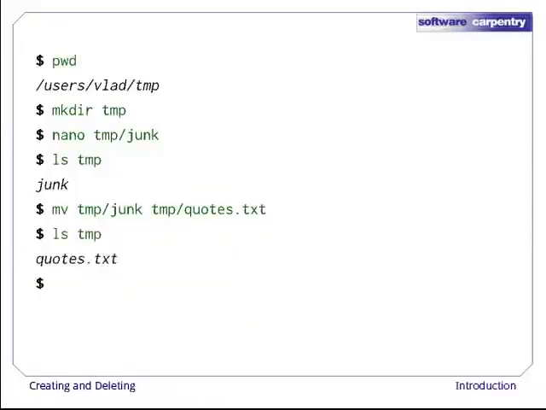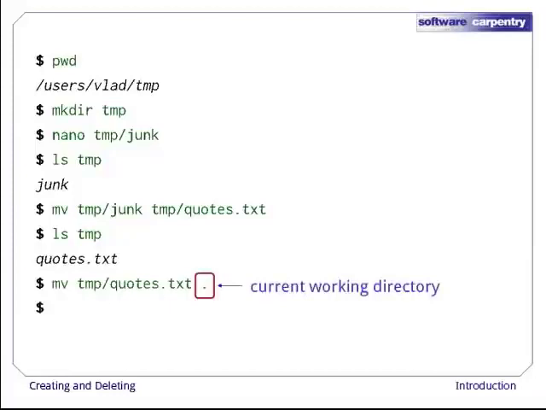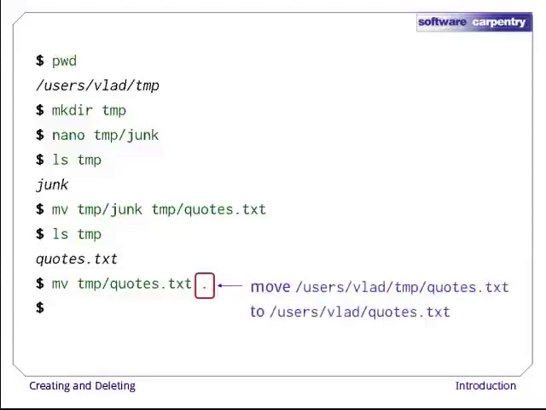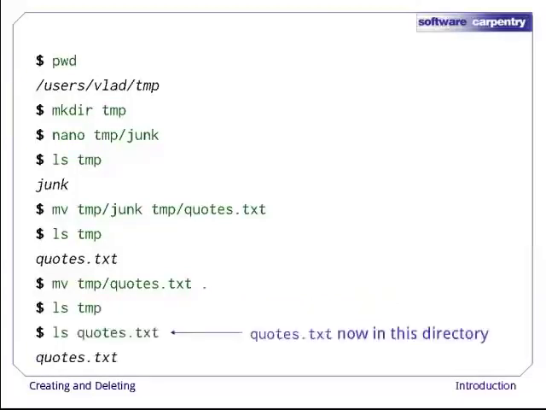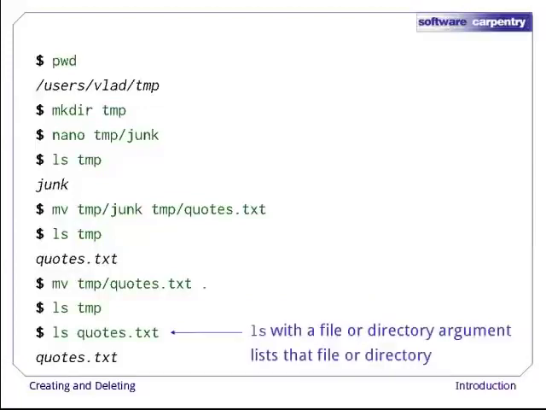Sure enough, ls shows us that temp now contains one file called quotes.txt. Let's bring that file into the current working directory. Again, we use mv, but this time the second argument is a directory. The effect is to move the file from the directory it was in to a different directory. And sure enough, ls shows us that temp is now empty, but we now have quotes.txt in our current directory. And notice, by the way, that ls with a file name or directory name as an argument lists only that file or directory.